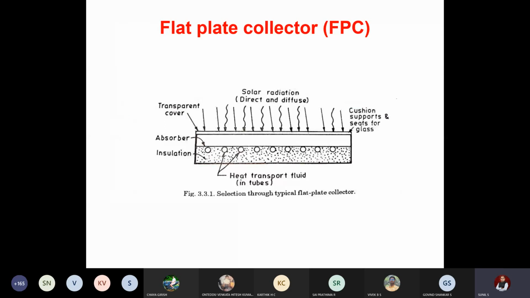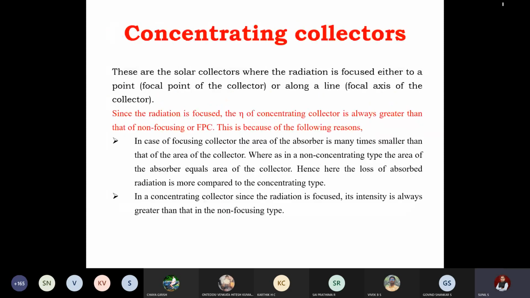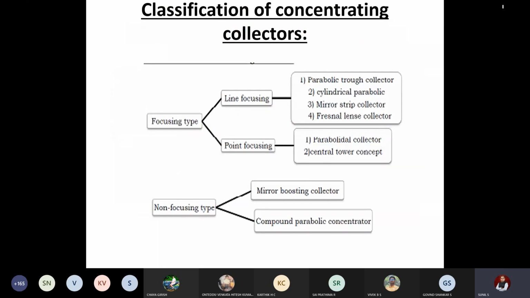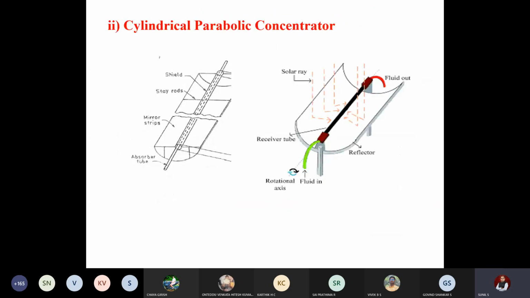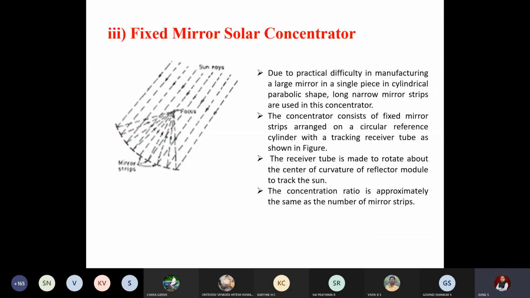Next, the solar flat plate collector, how it works. We discussed with a sketch what the different components are and how it works. The solar flat plate collector is a non-concentrating type collector. Then we started with concentrating collectors. In that we discussed classification. There are two types: one is the focusing type, and the second is the non-focusing type. So in line focusing type, we discussed the parabolic trough collector, cylindrical parabolic concentrator, and fixed mirror solar concentrator. So this we compared with the first mechanism.